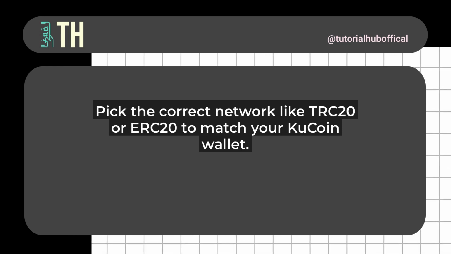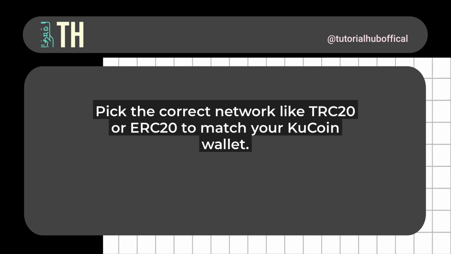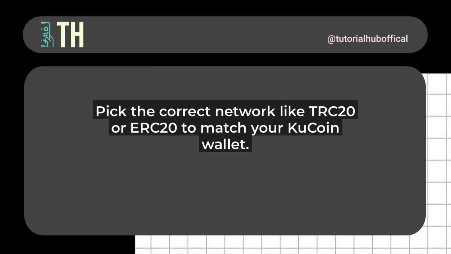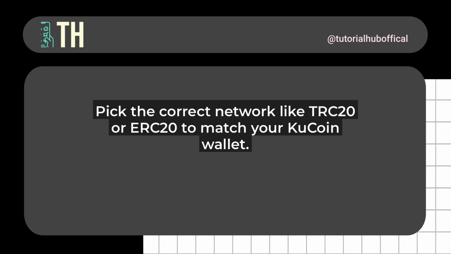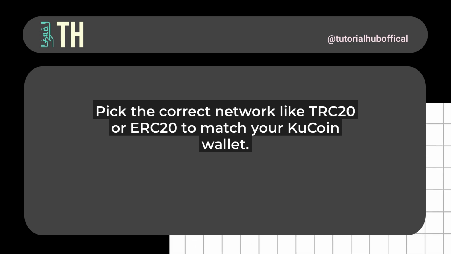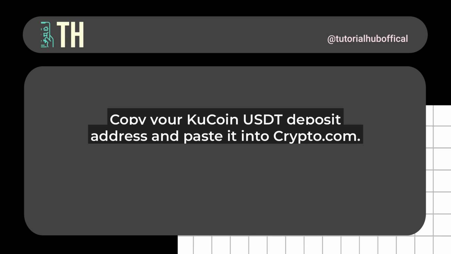Step 1. Log into your Crypto.com account. Open the app or website, enter your credentials, and go to the Wallets section. Find your USDT balance and select the Withdraw option. This is usually under a Transfer or Withdraw tab.